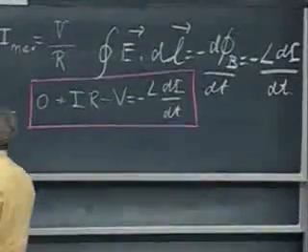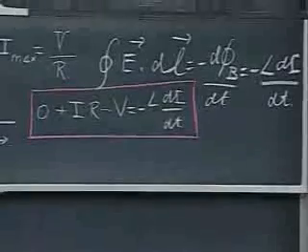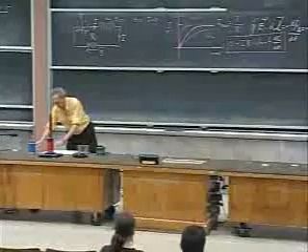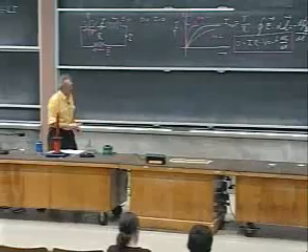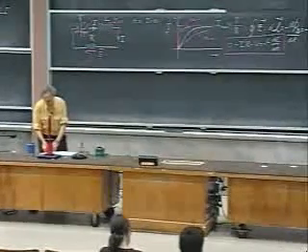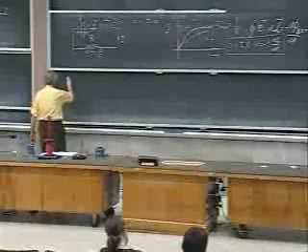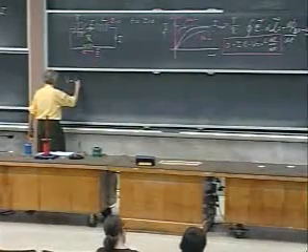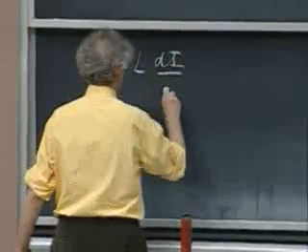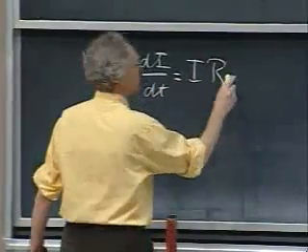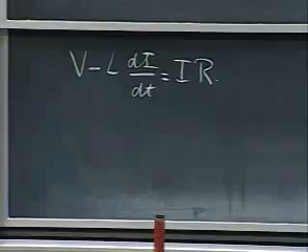You can write it a little differently, which may give you some insight. For instance, you could write that I can bring V and L di/dt to one side, so I can write down that V minus L di/dt equals IR. It's the same equation when you look.